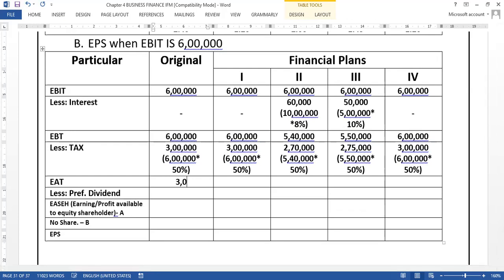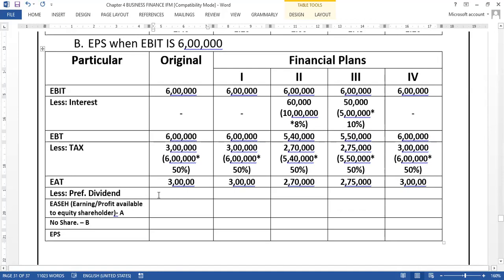Again, this also remains the same, whereas 3 lakh we'll be getting. For the flat financial plan, we get 3 lakh, whereas here we have to minus it. That means we're getting around 2 lakh 70,000. Whereas in here we're getting around 2 lakh 75,000. Now we'll be getting EAT.